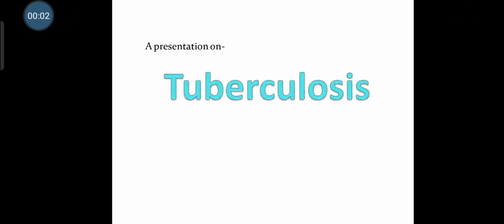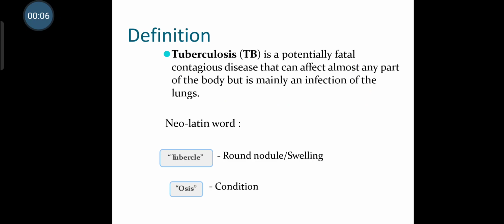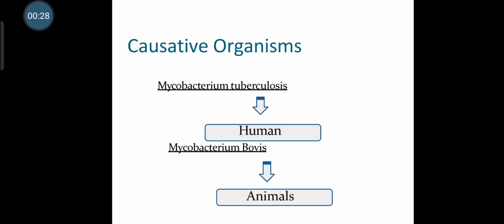Hello students, today's topic is the pathophysiology of tuberculosis. Firstly, starting with the definition: tuberculosis is a potentially fatal contagious disease which affects the whole body, but the main infection is in the lungs. The name comes from the neo-Latin words tubercle plus osis. Tubercle means round nodule or swelling, and osis means condition.